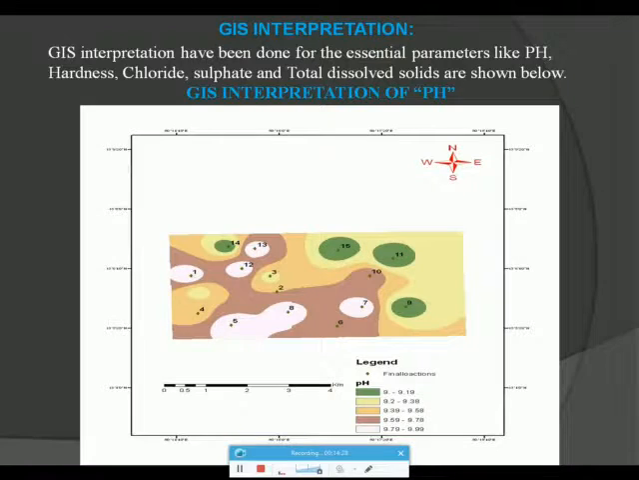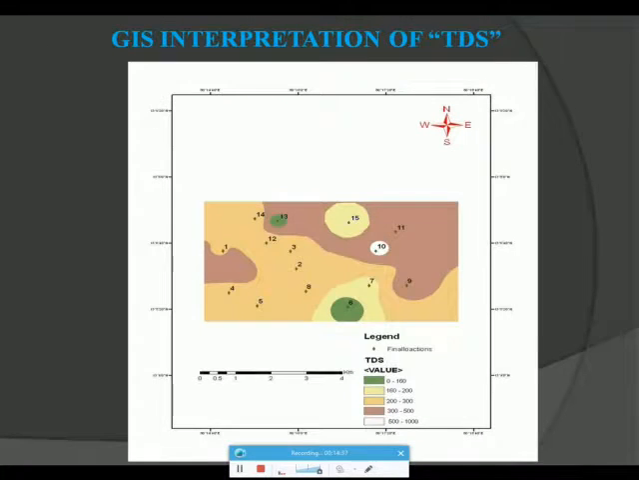The pH value and chemical details will be mentioned in this graph. TDS GIS interpretations.